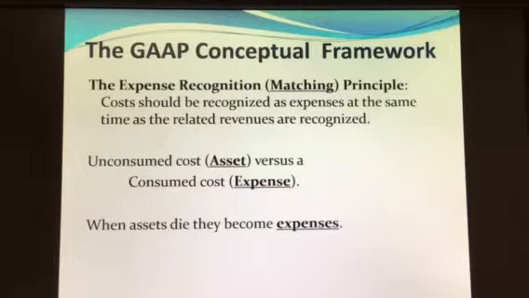An asset is rightly described as an unconsumed cost, and an expense as a consumed cost. Both of them represent cost to the firm. But while it's an asset, it's waiting there, waiting to be sacrificed in exchange for revenue. And once it is sacrificed, then that cost moves to the category of expense.